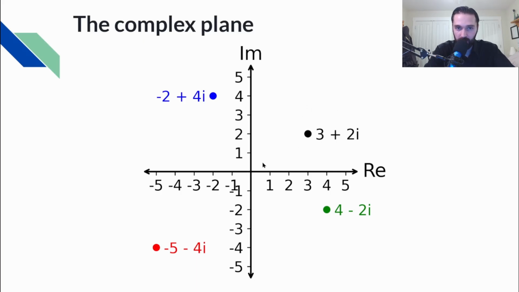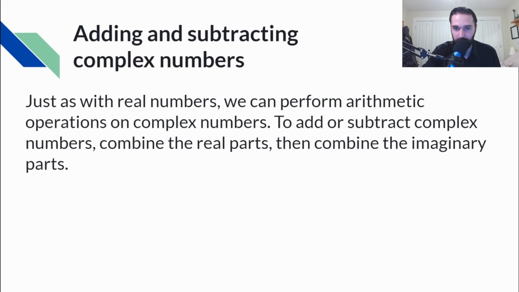And here in blue, I go to the left by 2 because it's negative 2, and I go up by 4 because it's plus 4i. So there's my blue point. Down here, I go to the left, negative 5, and I go down negative 4 to get to negative 5 minus 4i. That's our red point. And then here, I go to the right by 4, and I go down by 2. That gives me 4 minus 2i. That's where my green point is. So this is how we can visualize complex numbers.